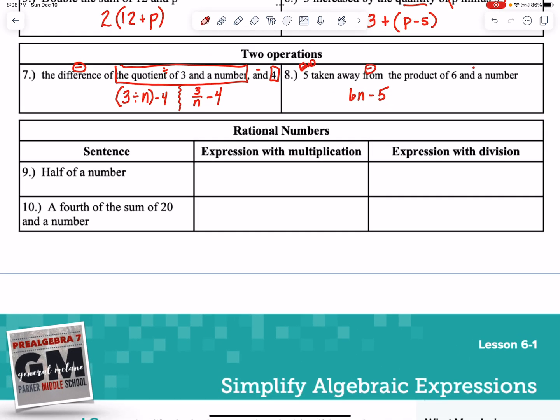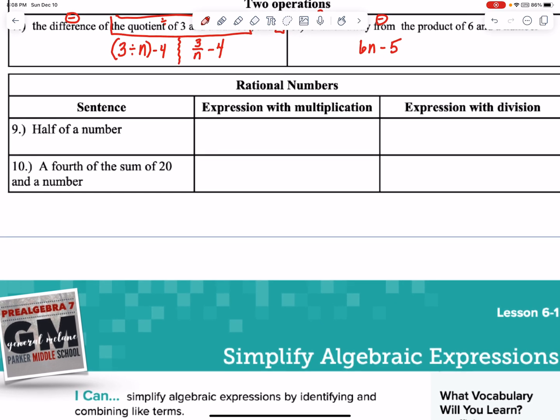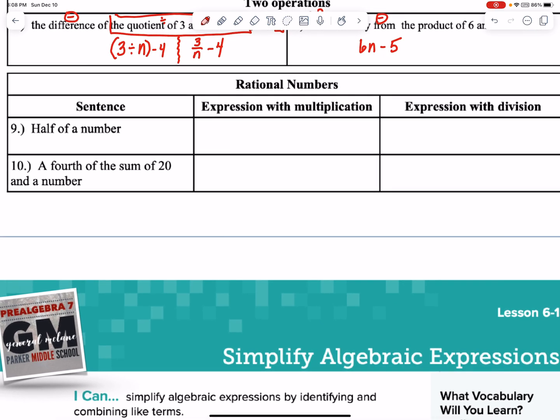All right. Let's go ahead and take a look at some use of rational numbers. We have half of a number written as multiplication. So half of means multiply. So 1/2 of a number. So I could do 1/2 times n, or I could just do 1/2 n. Either way is fine. If you want to write them both, you could do that. Now that same thing as division.